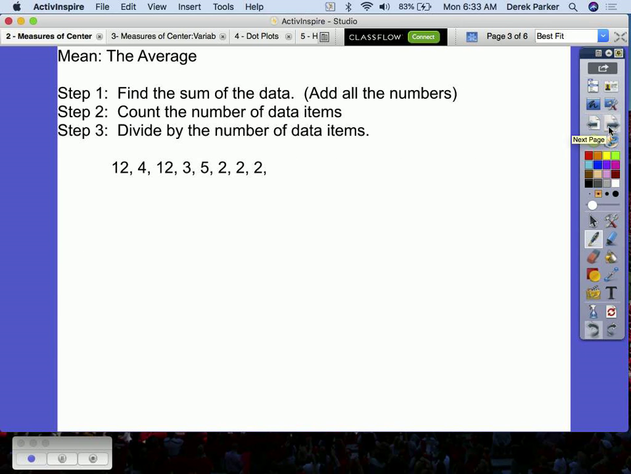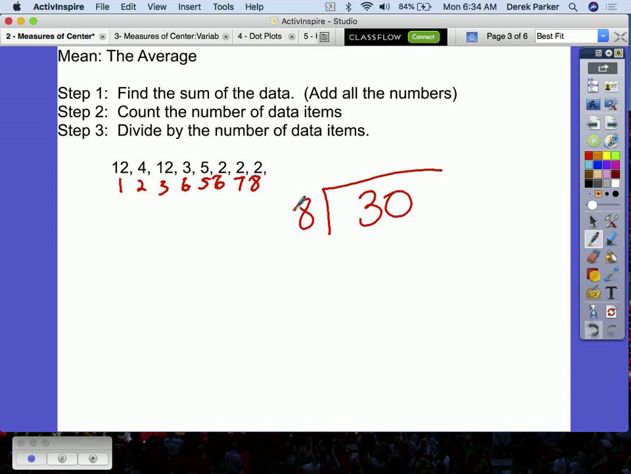Average. Find the sum of the data. In other words, add up all of your numbers. I add all those up and I get 30. So the sum of that data is 30. Now that is not my average, that's the sum of the data. I now count the number of data items. 1, 2, 3, 4, 5, 6, 7, 8. I now divide the sum by 8. And I get 3.75. 3 and 75 hundredths is the mean of that data. So the average is 3.75.